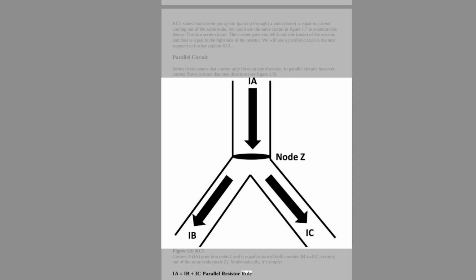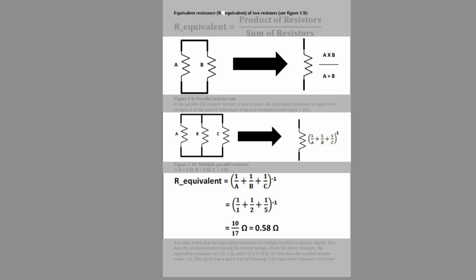Parallel resistor rule. Equivalent resistance, R_equivalent, of two resistors, see Figure 1.9. Figure 1.9, parallel resistor rule. If the number of parallel resistors is 2 or more, the equivalent resistance is equal to the reciprocal of the sum of individual reciprocal resistances, see Figure 1.10. Figure 1.10, multiple parallel resistors. If A equals 1 ohm, B equals 2 ohms, C equals 5 ohms.